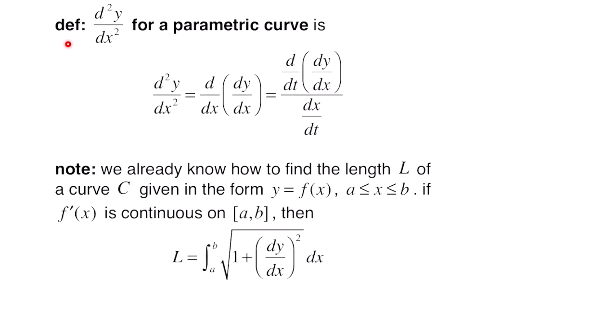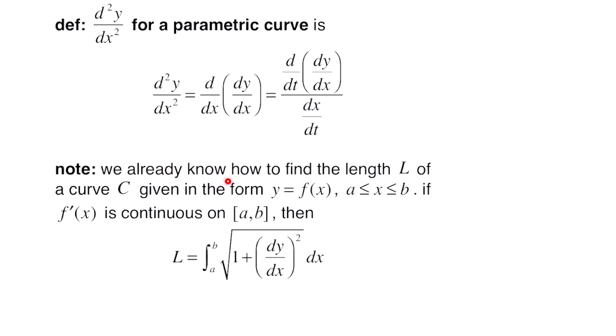Our next definition is the second derivative for a parametric curve. Again, this is Leibniz's notation for a second derivative, d²y over dx². Our formula for the second derivative of a parametric curve is this right here, so I would definitely highlight or box it. To find the second derivative, you take the first derivative, dy/dx, and you take the derivative of it with respect to t, and then finally you take that expression and divide it by dx/dt.